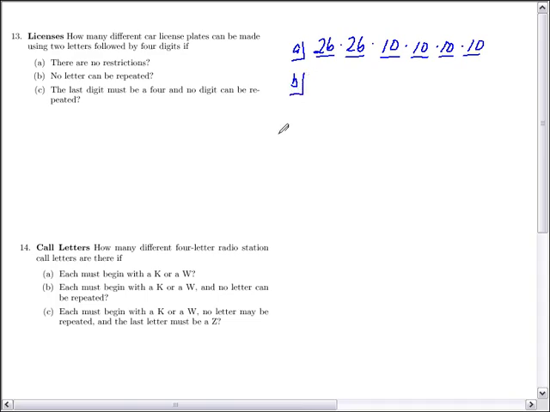Part B, no letter can be repeated. So 26 choices for the first letter, 25 for the next one. Nothing was said about the digits, so each digit still has 10 choices.